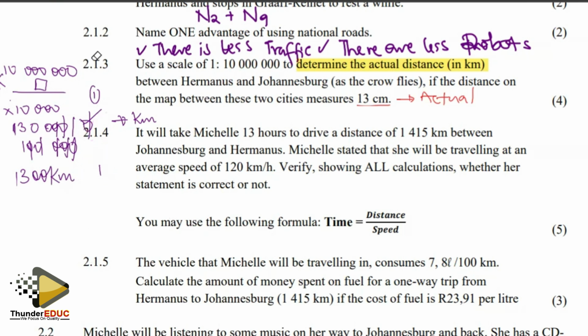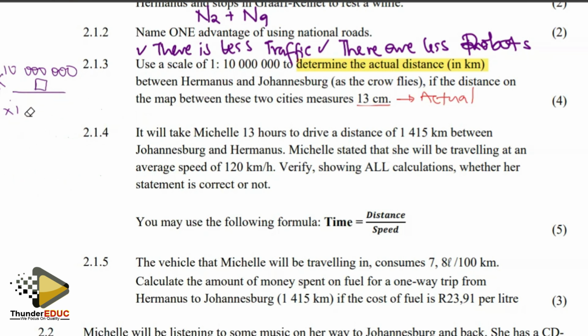All right, let's look at question number 2.1.4. It will take Michelle 13 hours to drive a distance of 1,415 kilometers between Johannesburg and Hammonds. Michelle states that she will be traveling at an average speed of 120 kilometers per hour. Verify, showing all calculations, whether her statement is correct.